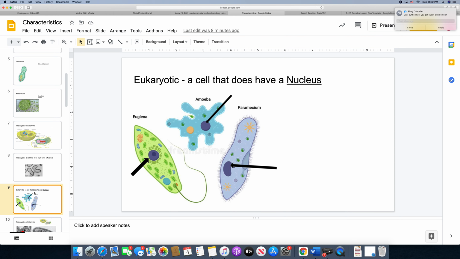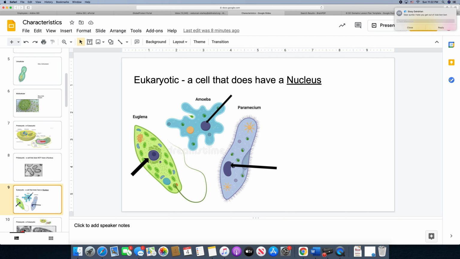A eukaryotic cell is a cell that does have a nucleus. Like these three cells shown here, you can see on the paramecium and the amoeba and the euglena, each of these have a clear dark area, dark circle or bean looking area that indicates that this is the nucleus. This is where the genetic material is held inside the cell. So you can see it's a clear defined shape.